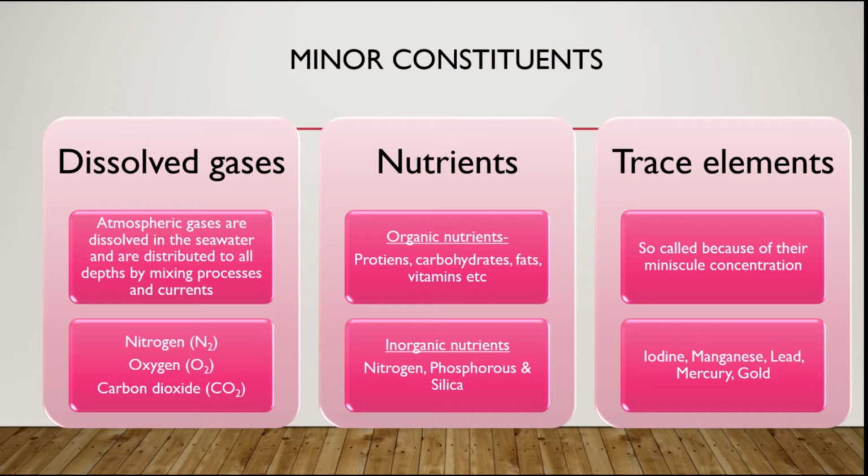Then the third one is trace elements. Trace elements are so called because of their minuscule concentration, that is, thousands of times less abundant than the nutrients. It constitutes iodine, manganese, lead, mercury, gold, etc.